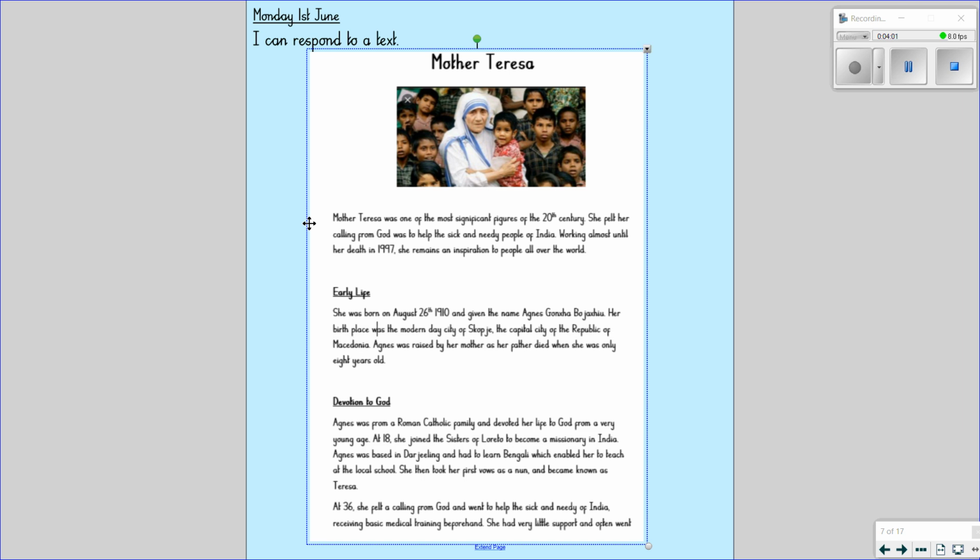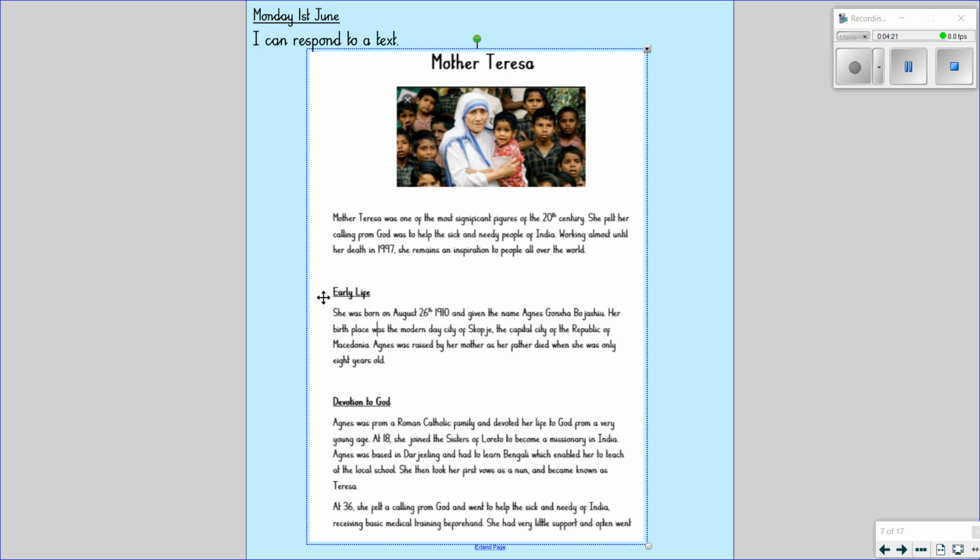Mother Teresa was one of the most significant figures of the 20th century. Significant figures, significant people of the 20th century. She felt her calling from God was to help the sick and needy people of India. Working almost until her death in 1997, she remains an inspiration to people all over the world.